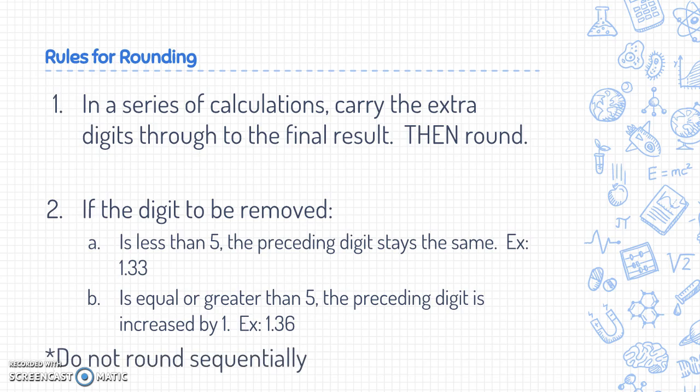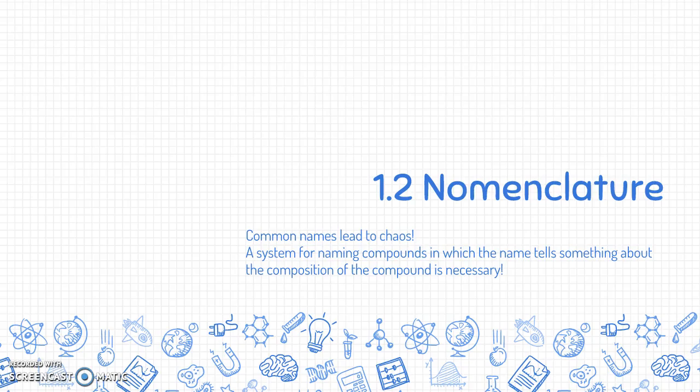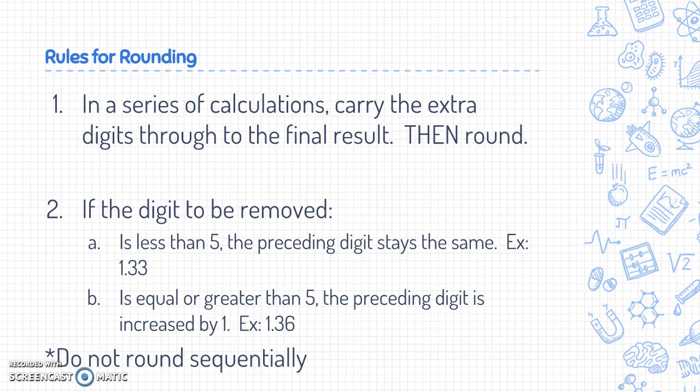Do not round sequentially. So for example, if we were going to round this to 1, this is a bad example for that, but you wouldn't round twice. And I can show you an example of that in class. We will stop there and move on to 1.2 later.